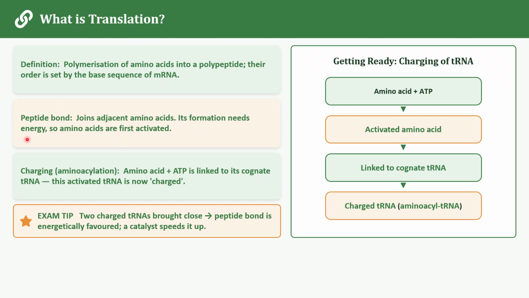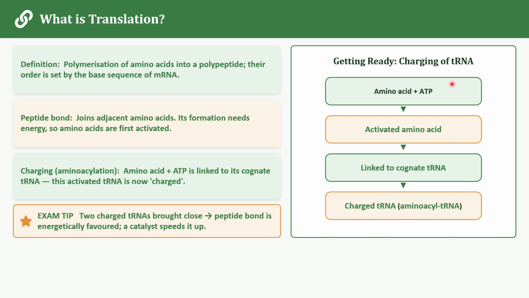Before protein synthesis begins, the amino acid first should be activated and attached to the specific tRNA. This process is called the charging of tRNA or aminoacylation of tRNA. The entire translation process can be broadly divided into three stages: first initiation, then elongation and termination. So let's see the activation of amino acids, the charging of tRNA.